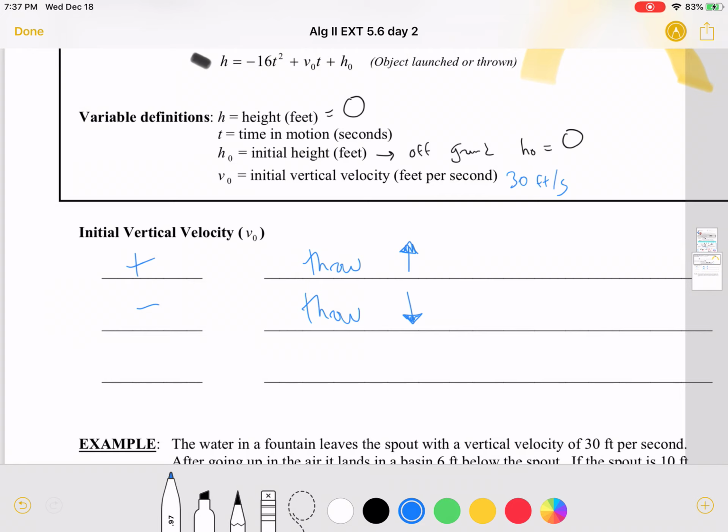However, I could just drop something down. So I could have an initial vertical velocity of 0, and that's when we drop it. Again, that has no starting velocity. So why does it go down? Well, because of gravity, and that's where that negative 16 kicks in. No starting velocity.